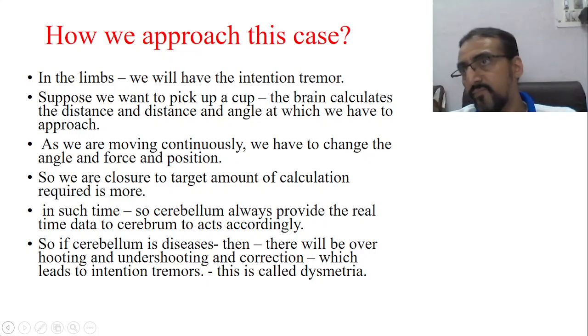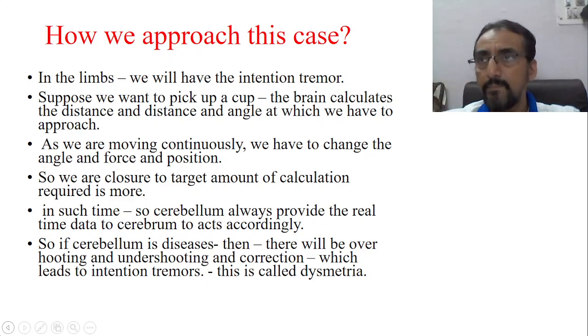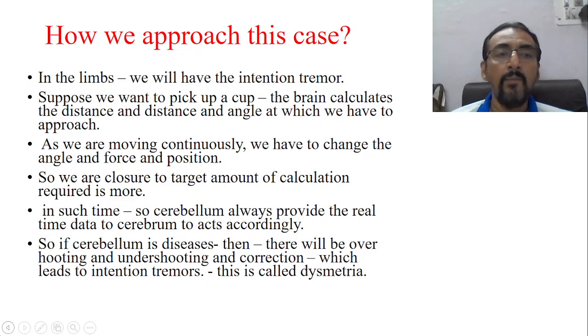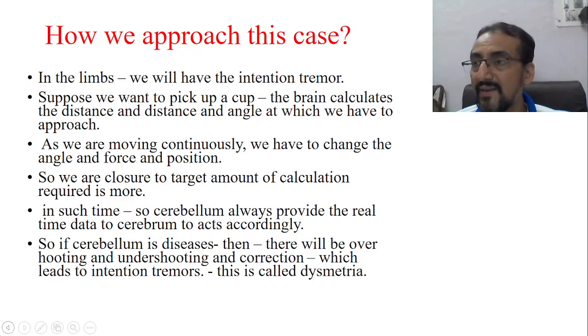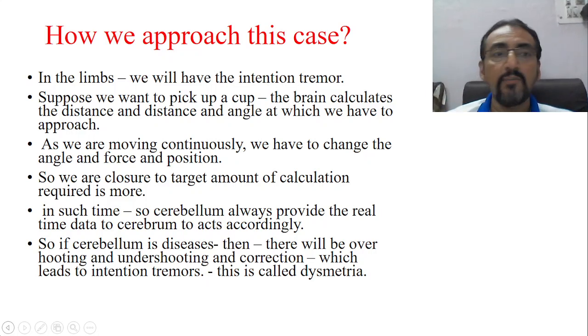Suppose a cup of coffee is kept on the table, and you want to pick it up. Your brain calculates the distance between your hand and the cup where it is kept on the table. Then it decides how much force I have to put, how much muscular movement has to be done, and what should be the speed and velocity. Everything is calculated in the brain, and accordingly the movement takes place. Now as we are moving continuously, we have to change the angle, force and position every second.